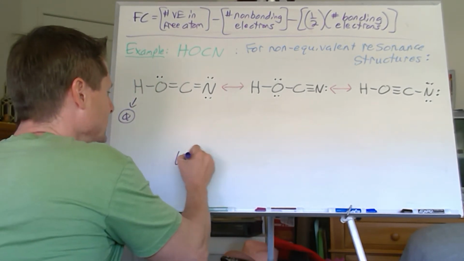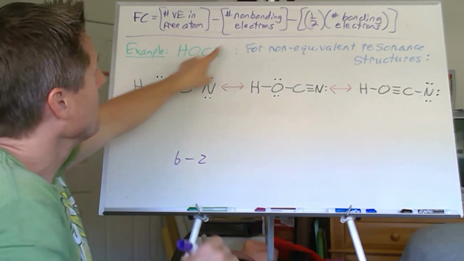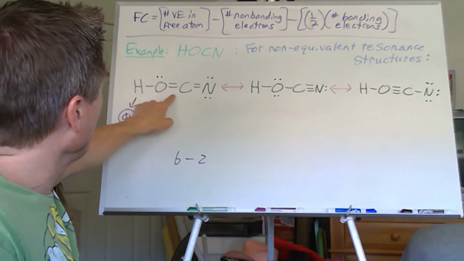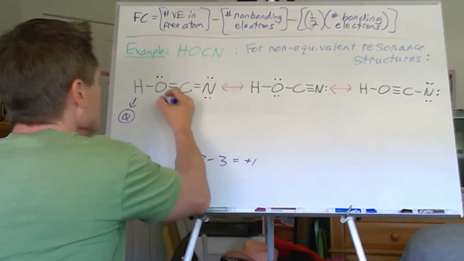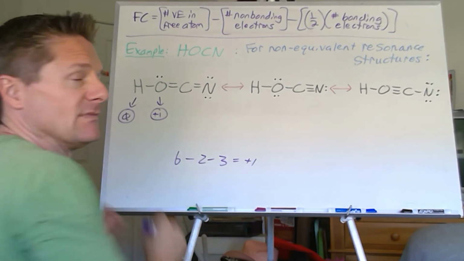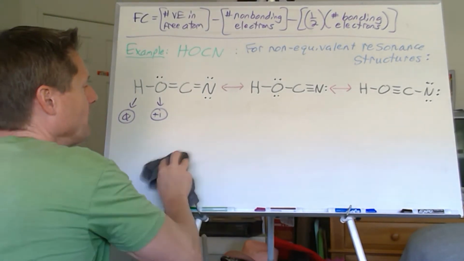This oxygen has 6, right? I'll just do it down here real quick. So 6 minus, how many non-bonding electrons? 2 minus half the bonding. 2, 4, 6. Half of that is 3. So it has 1 more bond than it wanted. Right? We good with that?